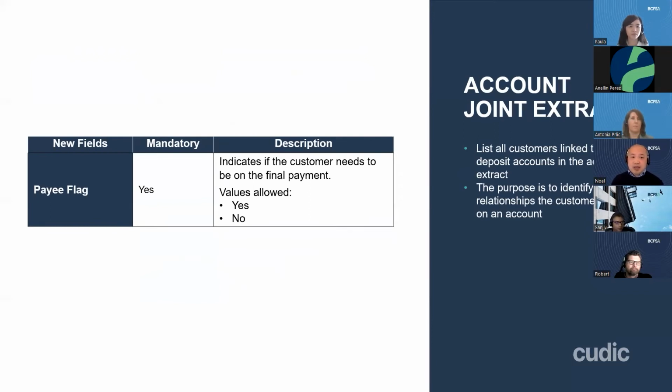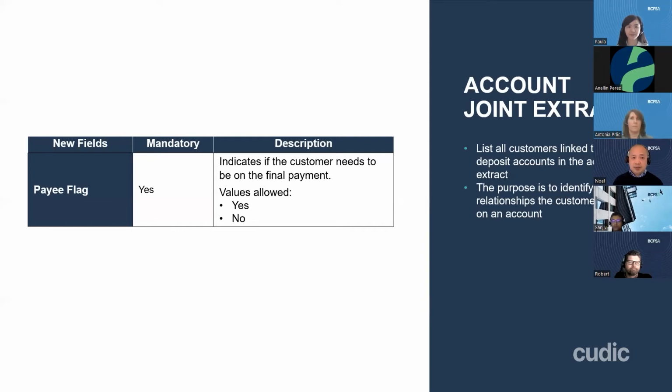Account joint extracts. Within the account joint extract, we have included the payee flag. This payee flag will help QDIC determine who must be on the final payment, on the final check, or on the final wire transfer. I will now hand it over to Paula, who will go over the hold transactions extract and additional items for consideration.